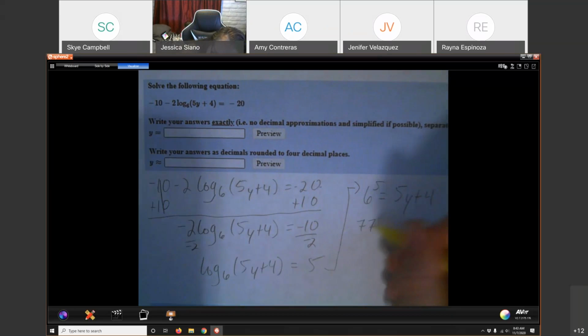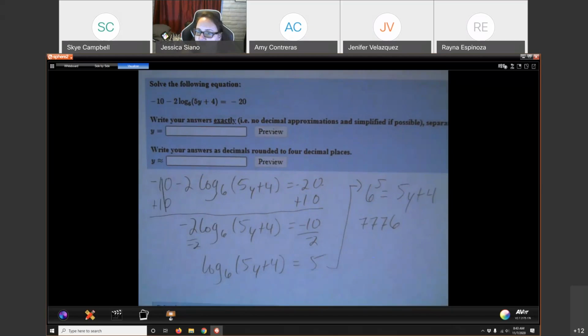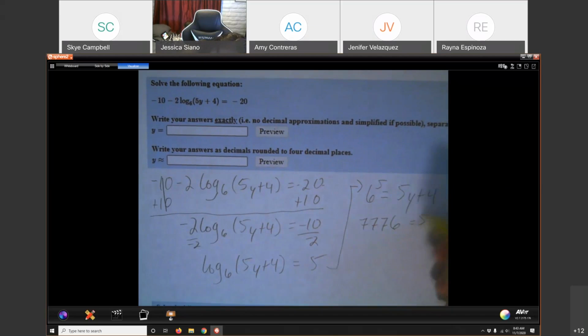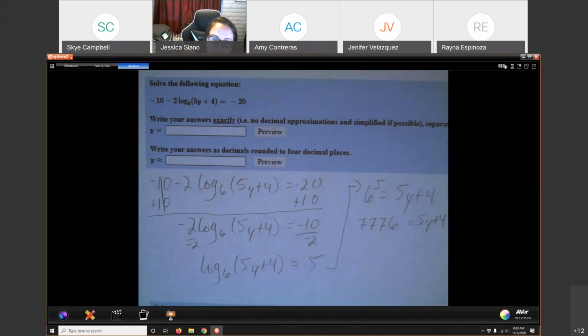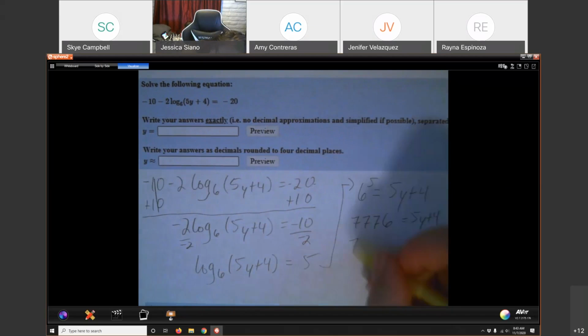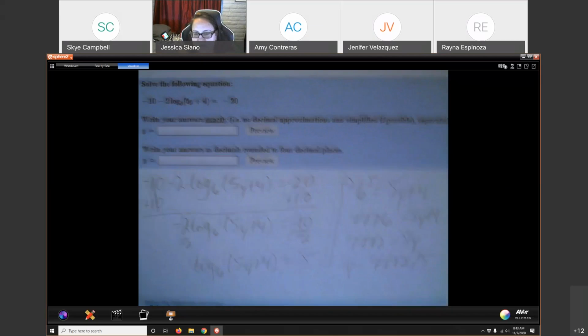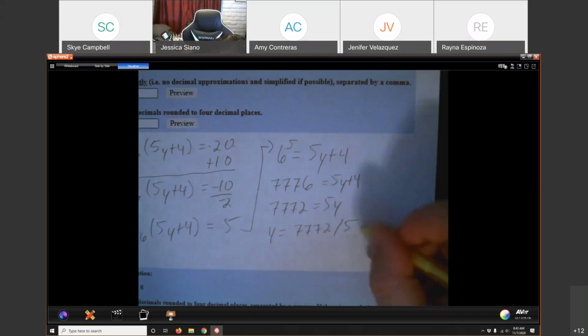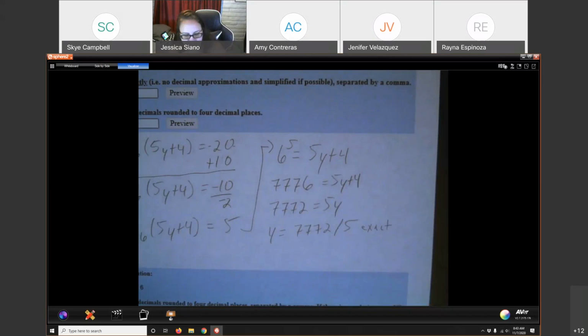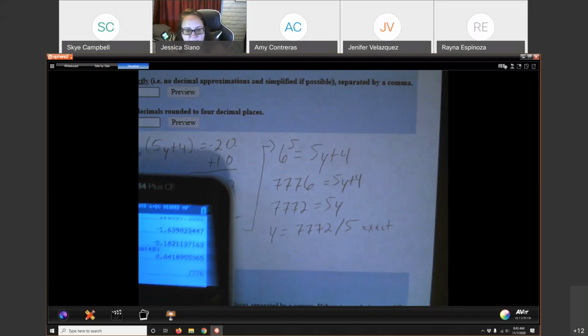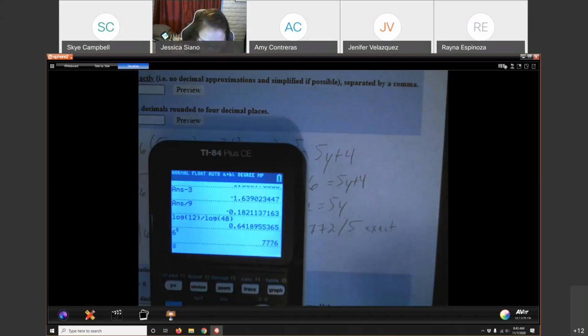6 to the 5 is 7,776. Subtract the 4. And divide by the 5. My exact answer is going to be 7772 over 5. And then 7772 divided by 5.